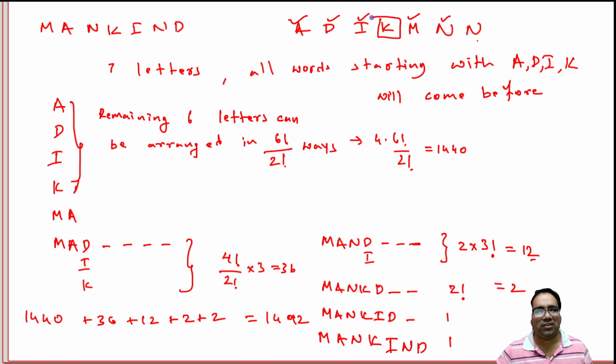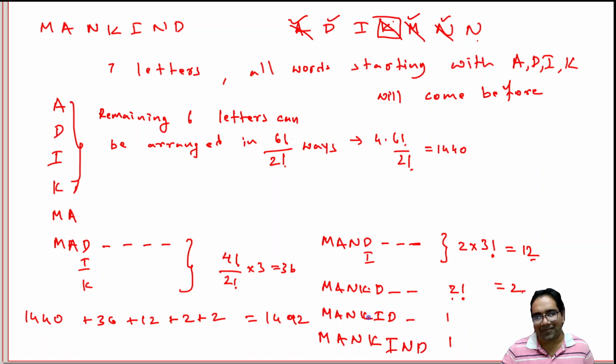The next word: M is done, A is done, N is done, D is done, I is done. So obviously the next word should start with MANK. Once MANK is reached, M is done, A is done, N is done, K is done. The first word that starts with MANK will be MANKD. That is also coming before MANKIND. Here we'll have two letters remaining, so that is 2 factorial, which is 2. After MANKD is done, what is the next word? The next word will be MANKID, which has only one slot left. So there is only one word.